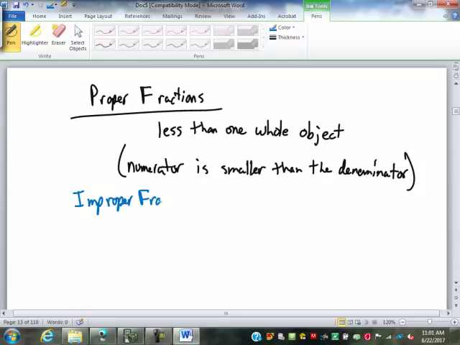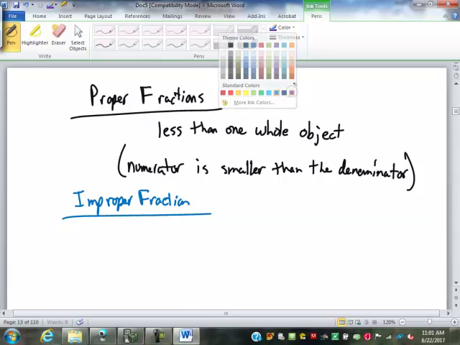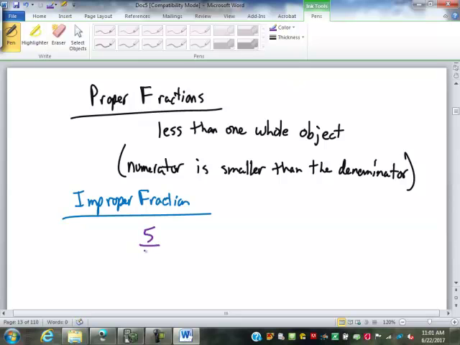An improper fraction is one where the numerator is larger than the denominator. Like this, 5/4. Well, don't get ahead of me here. 5/4 is more than one whole object, because it's saying it takes 4 pieces to make a whole object. We have 5 pieces. That's more than enough pieces to make a whole object.